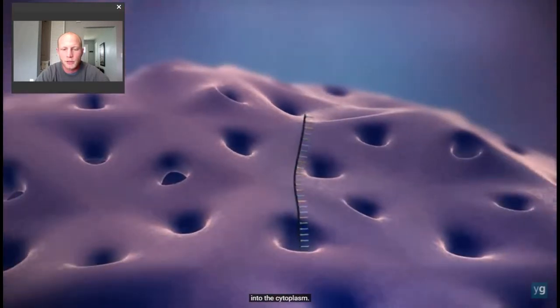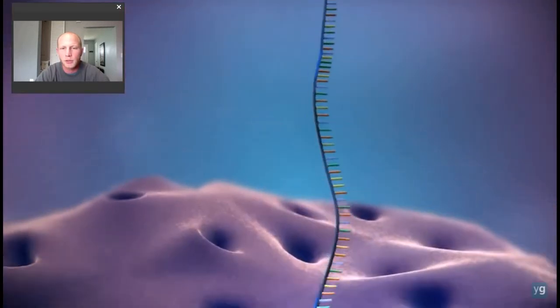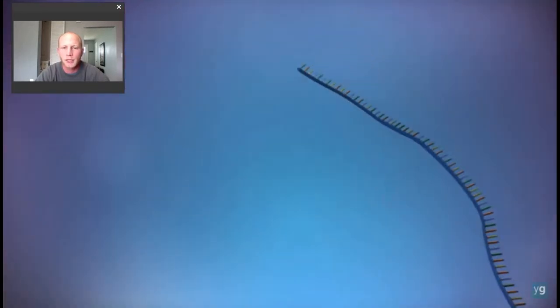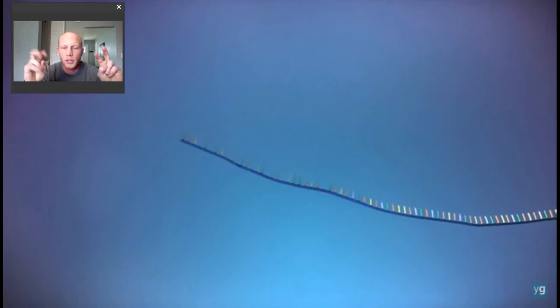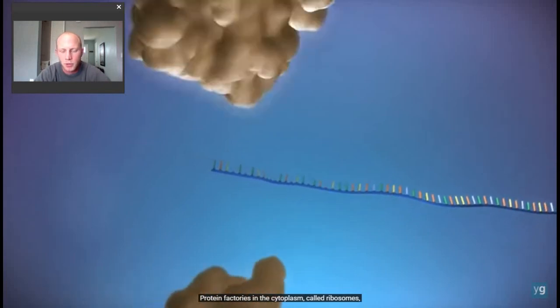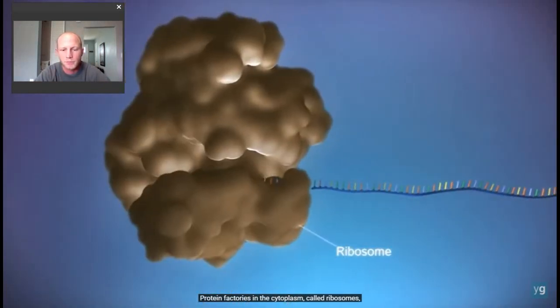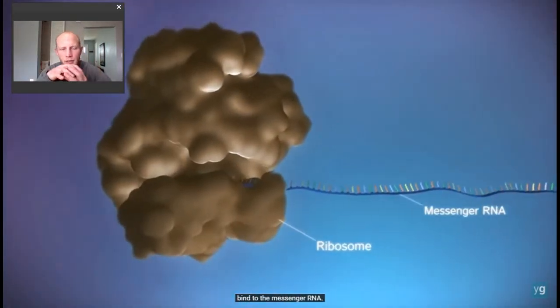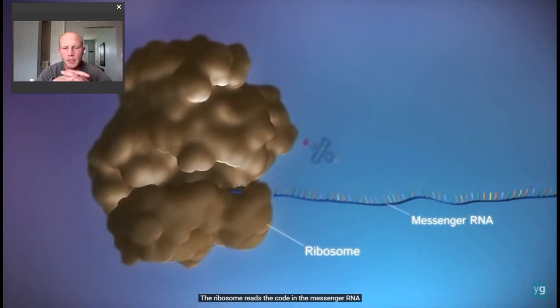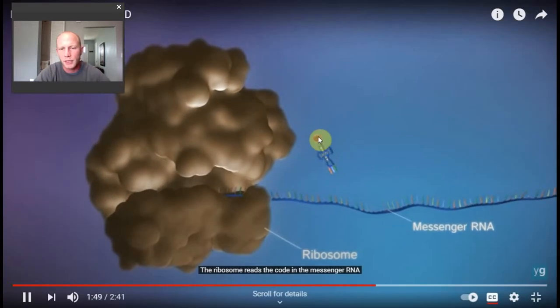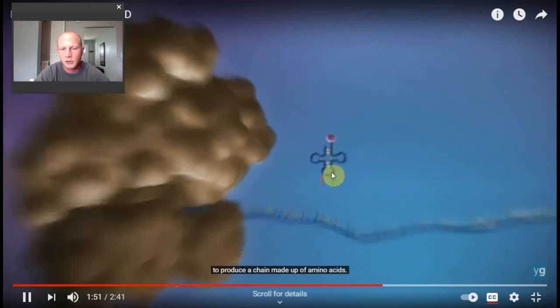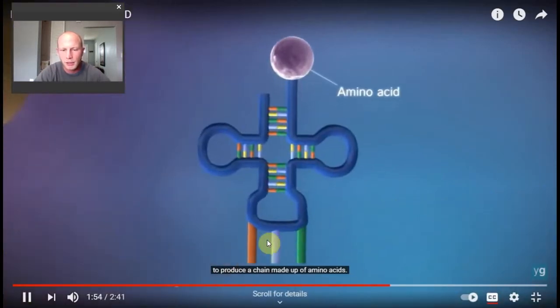The messenger RNA then moves out of the nucleus into the cytoplasm, and now it's going to find a ribosome, or the rRNA. Protein factories in the cytoplasm, called ribosomes, bind to the messenger RNA, on top of this mRNA. The ribosome reads the code in the messenger RNA to produce a chain made up of amino acids. There are 20 different types of amino acid.